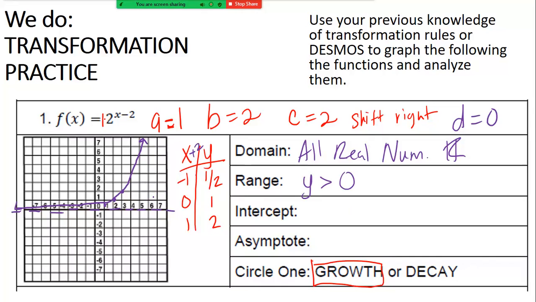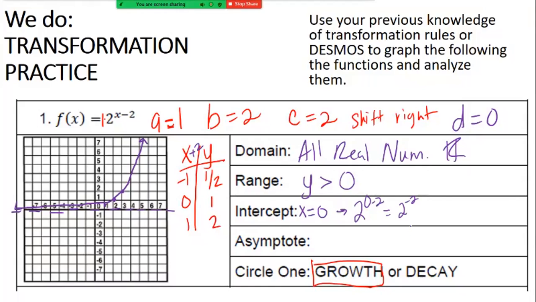All right, I cross the y-axis. I just don't know exactly where I cross the y-axis, but that's okay because you can calculate your y-intercept. To calculate your y-intercept, that means you let x equal 0. So if we let x equal 0, that gives us 2 to the 0 minus 2, which equals 2 to the negative 2.